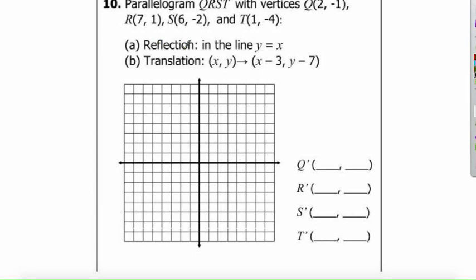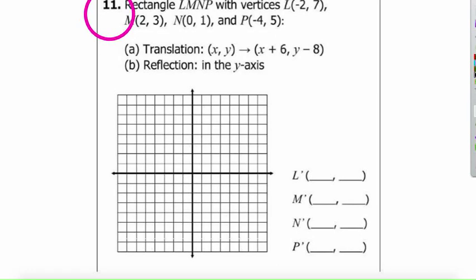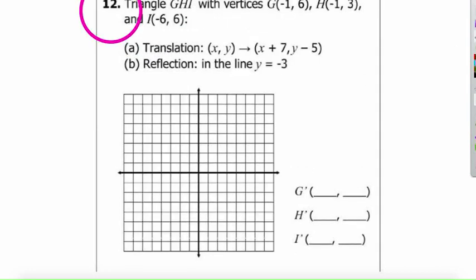So on number 10, actually just realized we have y equals x as a line, so we're actually not going to do number 10 because that's one of the vertical lines. I'm actually going to do number 11 with you. So number 11 will be one we do together, so we should be okay.